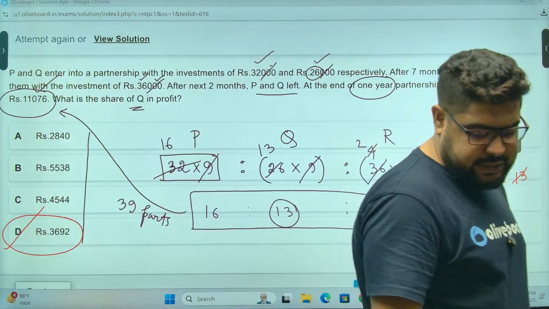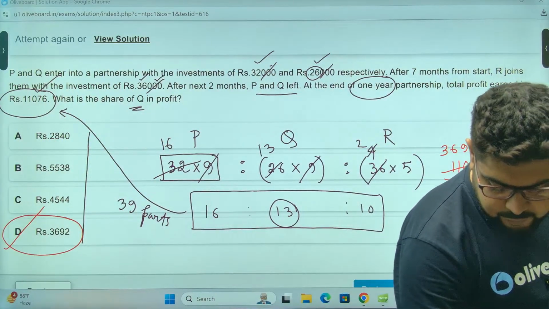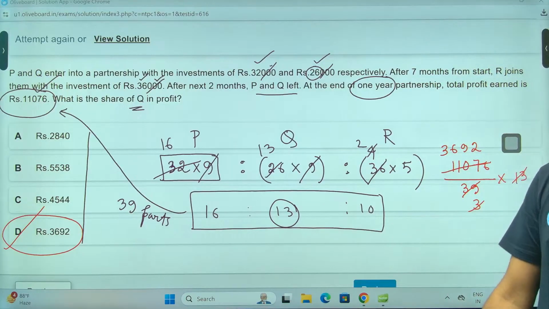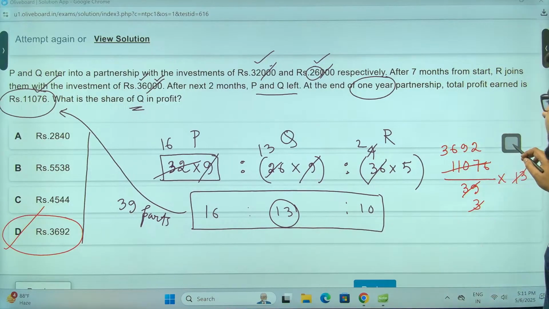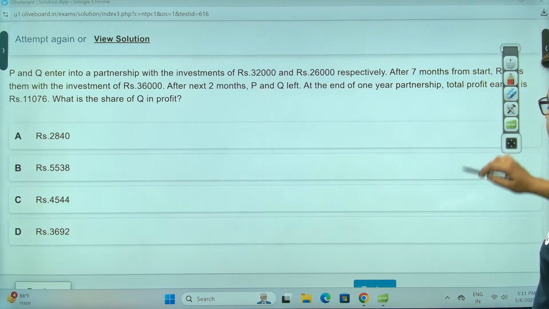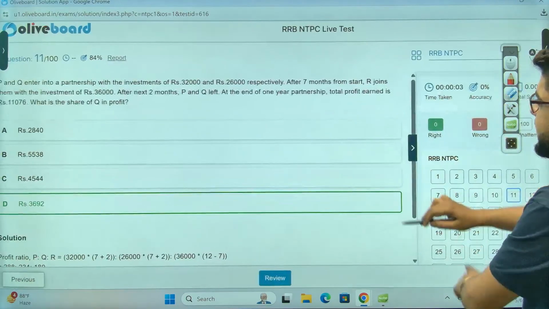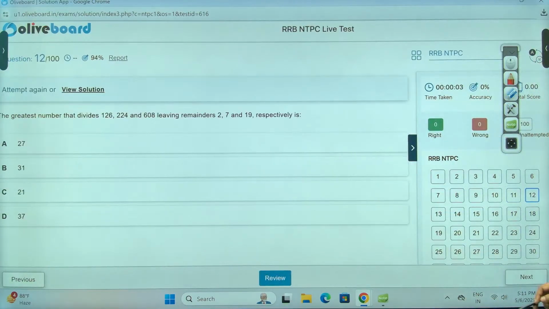Option number D. Yes, Sashi, Reena, all of you guys are absolutely correct. 3692 rupees is most definitely your correct answer, sir. Option D. Next one, sir.